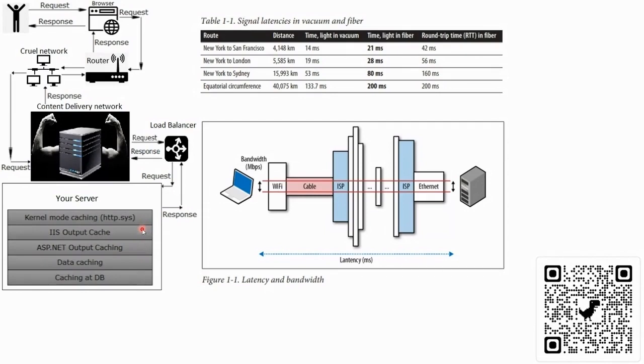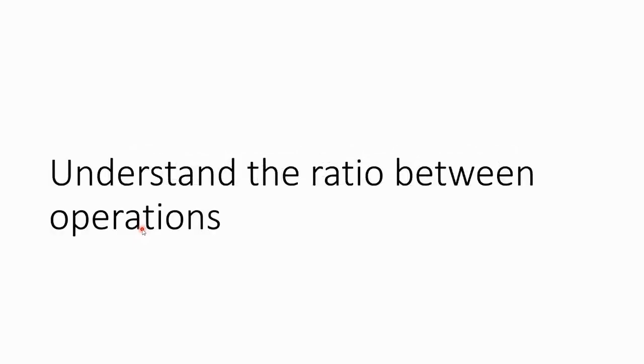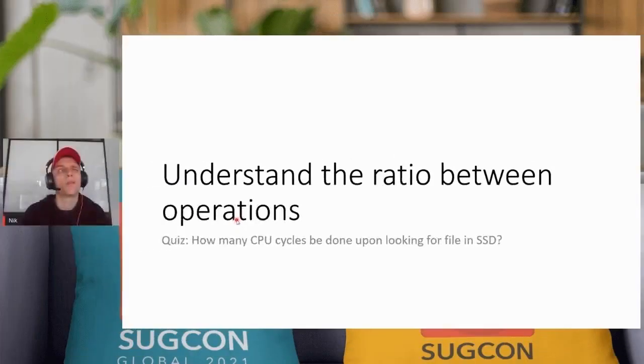So we have discussed 3 performance methodologies to get started with. And then the next question has to be asked: assuming we can find the bottleneck, what does it take to write faster code to make it faster? I would suggest that we need to understand the ratio between operations, and a simple quiz for you. How many CPU cycles can be done upon looking for a file on SSD? So would looking for a file on SSD be faster than the CPU, or will the CPU be faster? I'll give you a few seconds to think about it.